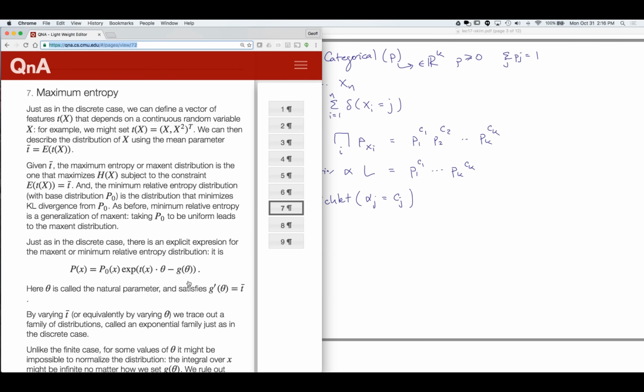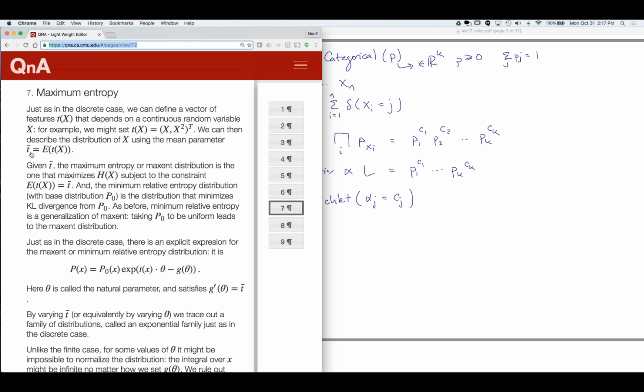So just as you guys are currently doing maximum entropy for discrete variables, we can also do maximum entropy for continuous variables, and it's almost exactly the same. Let me just go over it and make comparisons to what the discrete case looks like. Just like in the discrete case, we're going to define a vector of features t of x, and it's going to depend on our continuous random variable x. For example, we might set t of x to be x and x squared.